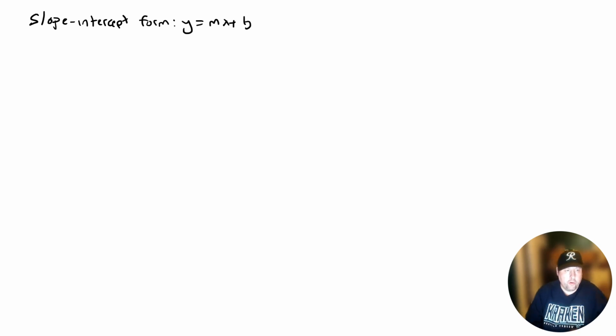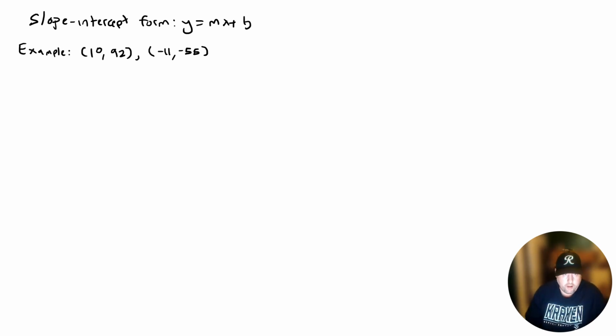All right, so here's my example. I'm going to do two of them here. My example is I have a line and I know the point (10, 92) is on that line, as well as the point (-11, -55). And I want to find the equation of the line that passes through those points in slope-intercept form.